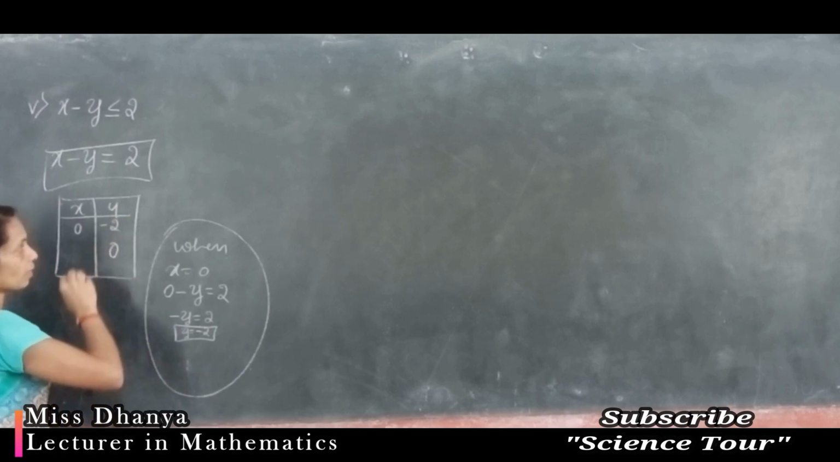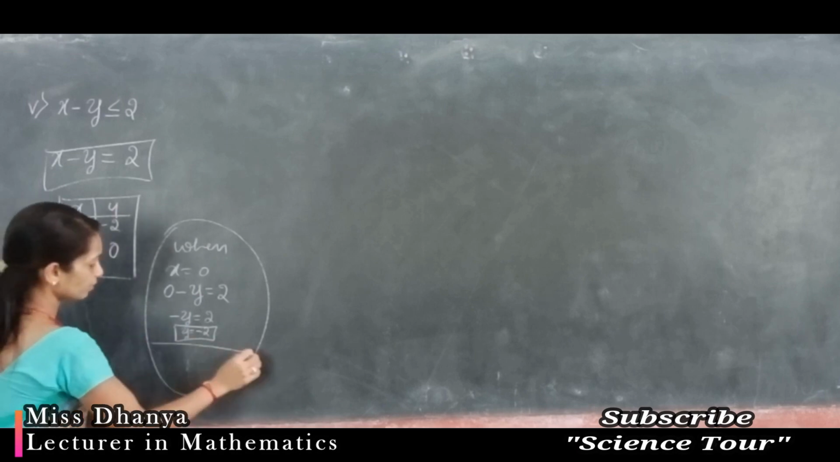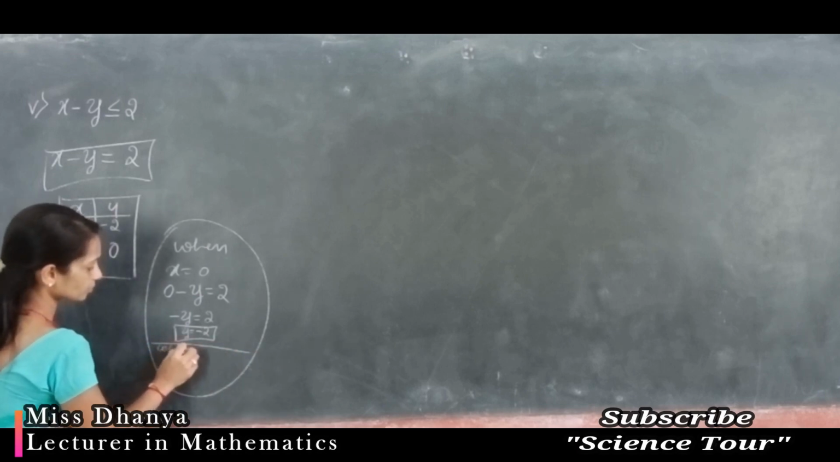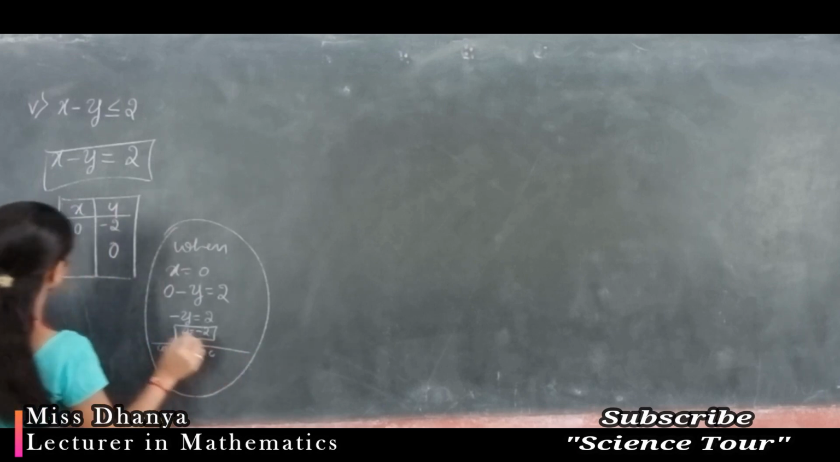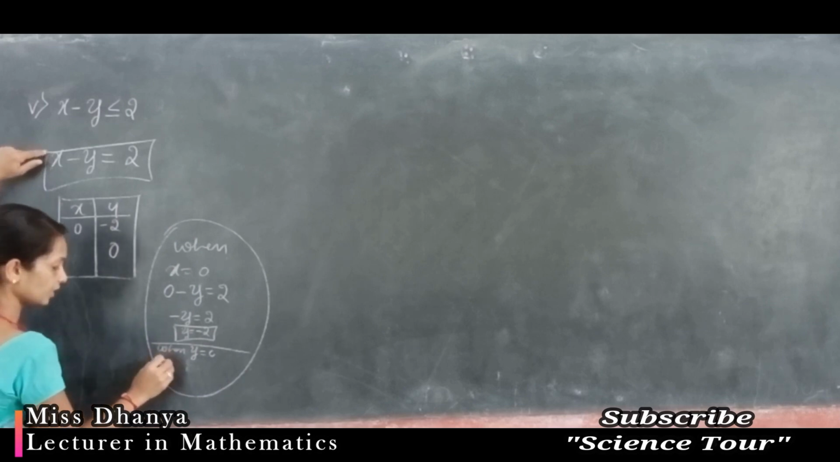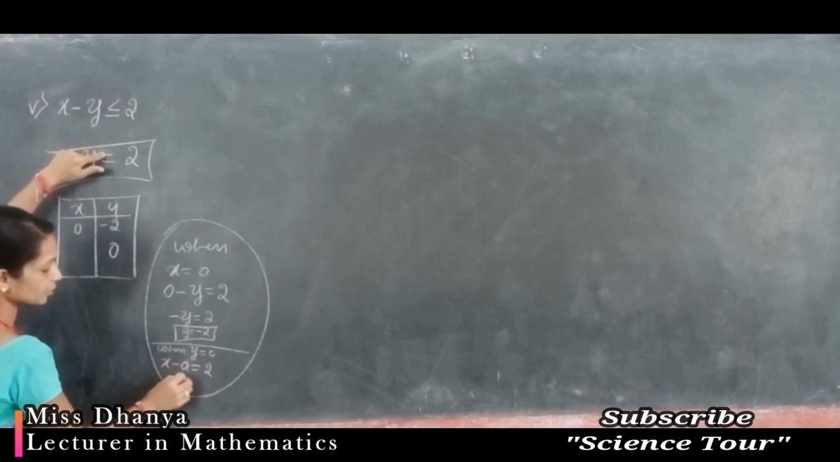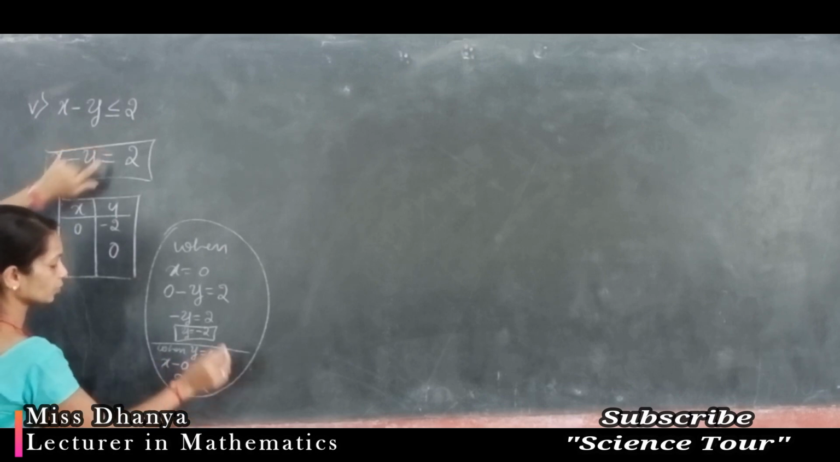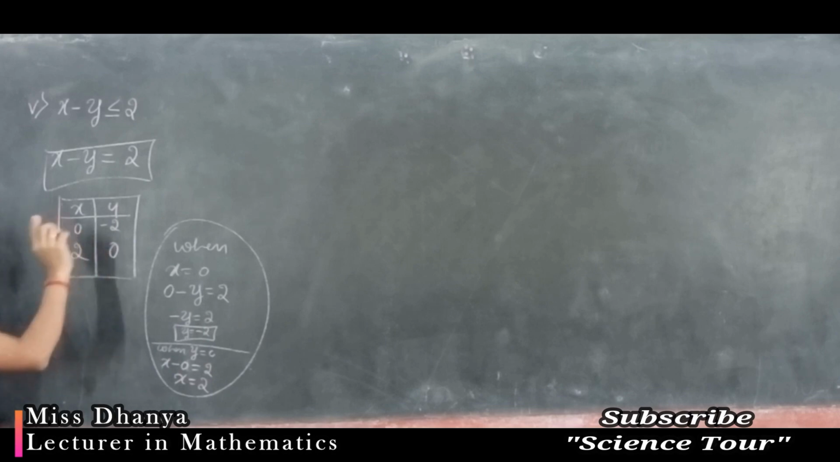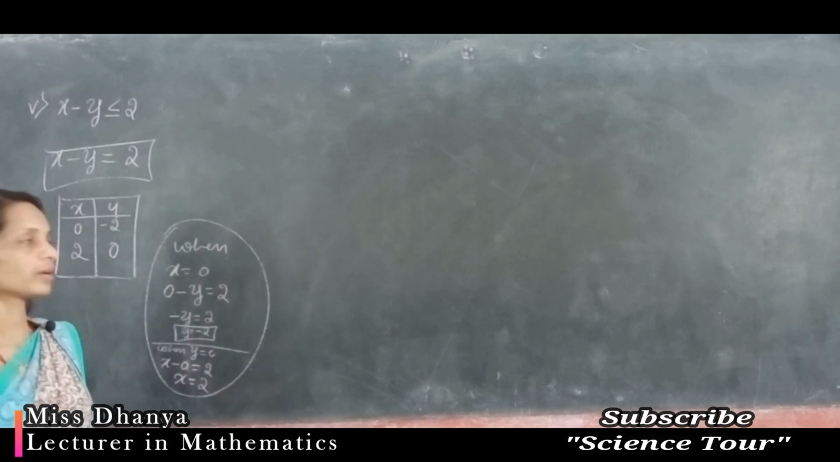Next we take y is equal to 0. So when y is equal to 0, in this equation x minus y, that is x minus 0, is equal to 2. x minus 0 is x, so x is equal to 2. Now these 2 points you mark in the Cartesian plane.